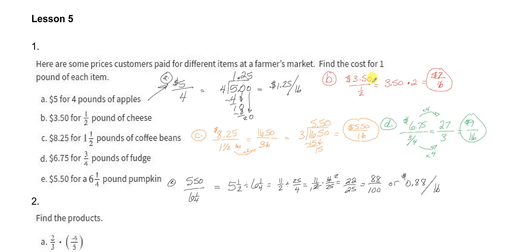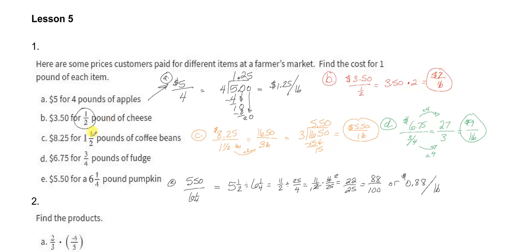B, I did 3.5 divided by 1/2 because it was a half of a pound on this second one here. So I divided by 1/2, but I used our little trick that dividing by a half can be shown with multiplication by its reciprocal. So I just did 3.5 times 2, and that was easy. That was 7. So that gave me $7 per pound for B.